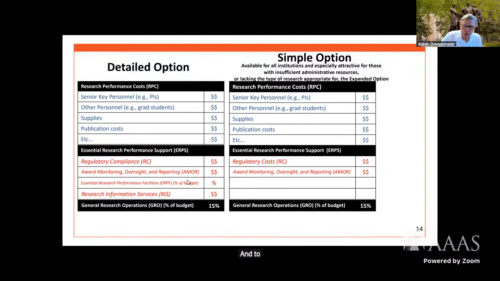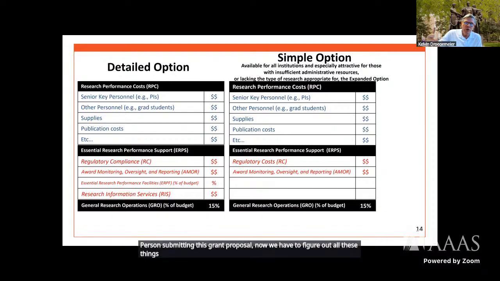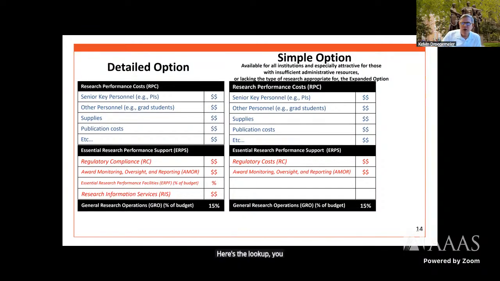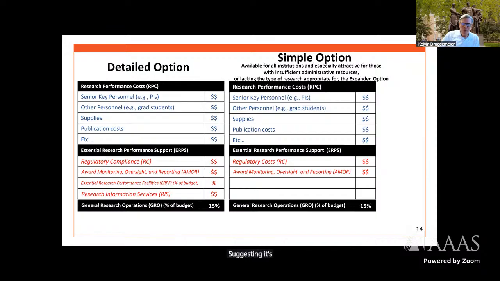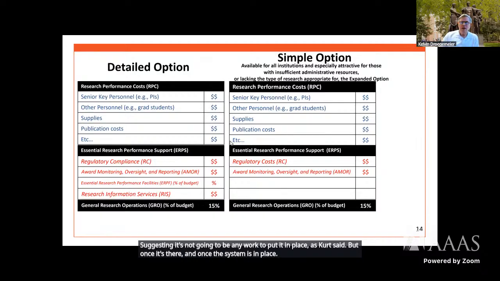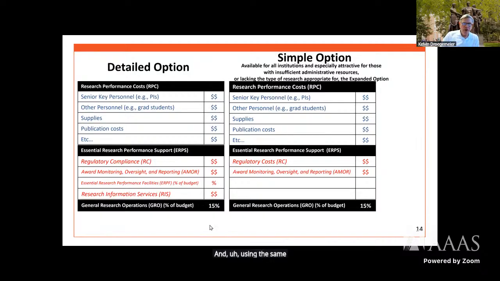And to underscore an important point that Kurt mentioned, and Kurt, thank you for that, is the fact that you would do this every few years. And so it's a lookup table essentially. And so you're not saying, okay, this person is submitting this grant proposal, now we have to figure out all these things. No, you just go to a lookup table and say, okay, as Kurt said, you're doing this type of work. Here's the lookup. You put it in there. You're done. And so it's very simple. Once it's in place, maintaining it is relatively simple. But we're not at all suggesting it's not going to be any work to put it in place, as Kurt said. But once it's there and once the system is in place, you just maintain it using the same types of process you already have now.